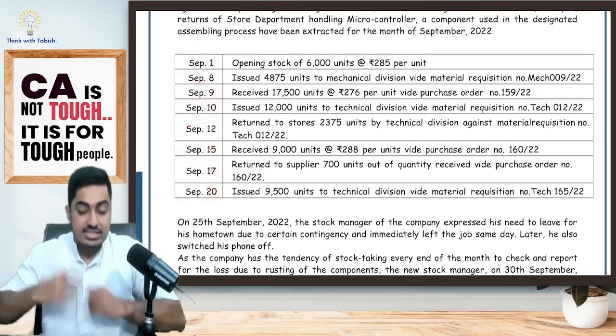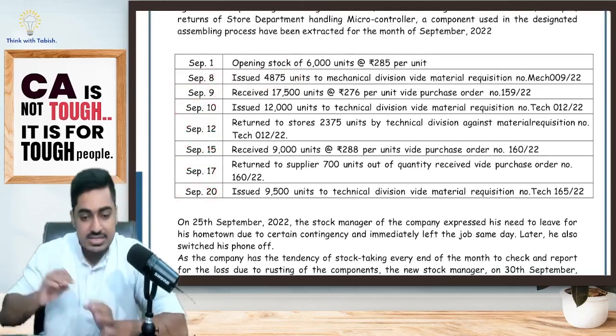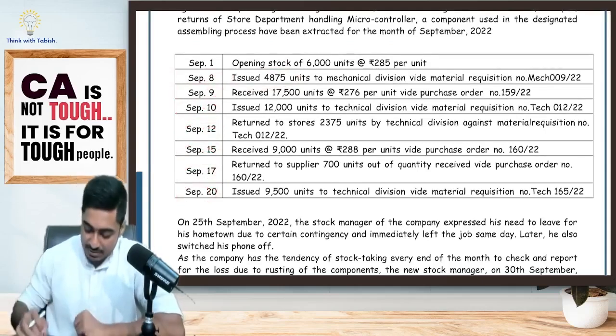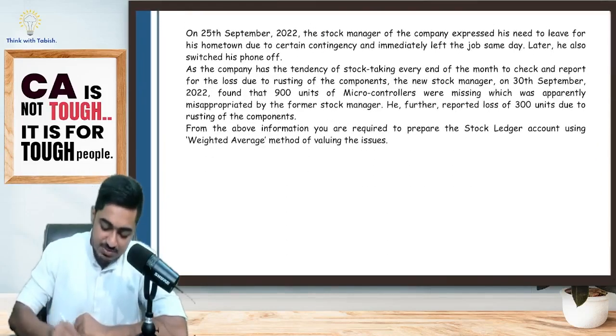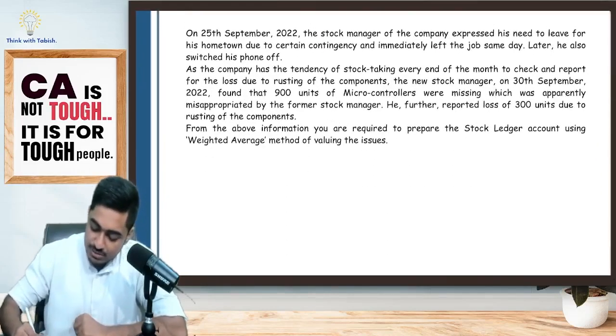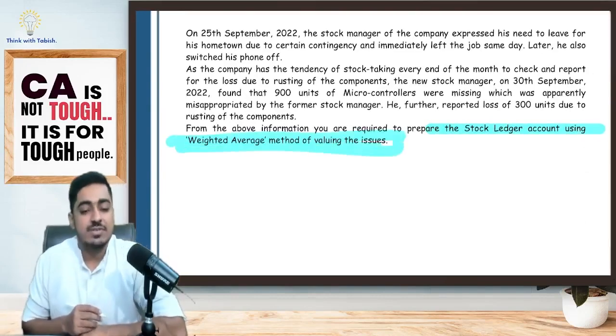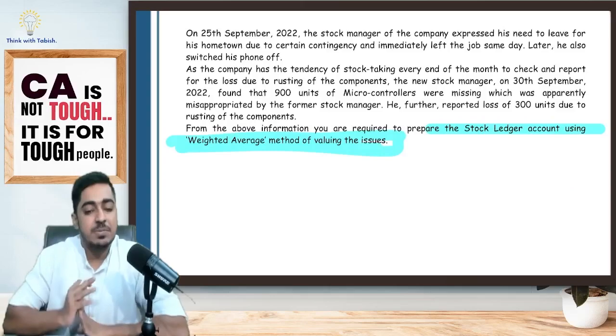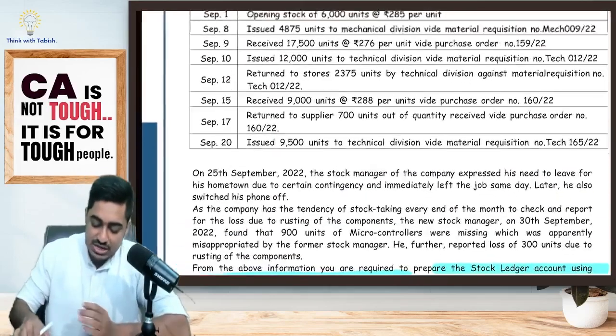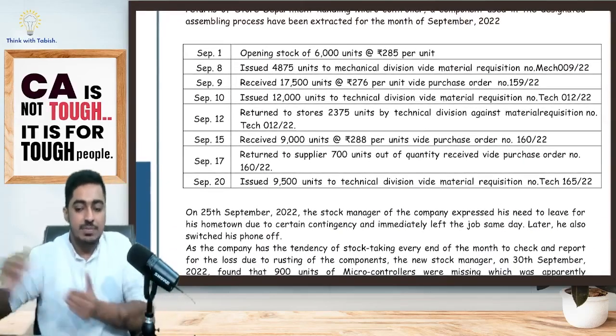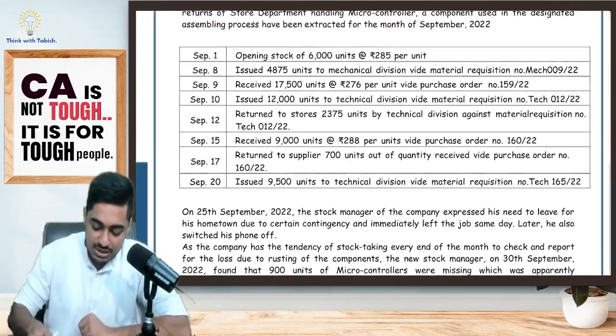What we'll do is, I will directly prepare a stores ledger. Every transaction I'll keep reading, I'll keep recording. Is this fine, everyone? As per which method they have asked: from the above information, prepare a stock ledger using the weighted average method. So as per weighted average, we'll have to prepare. I will directly prepare a stores ledger. Based on that only, I'll keep reading and recording. Is that approach okay, everyone?